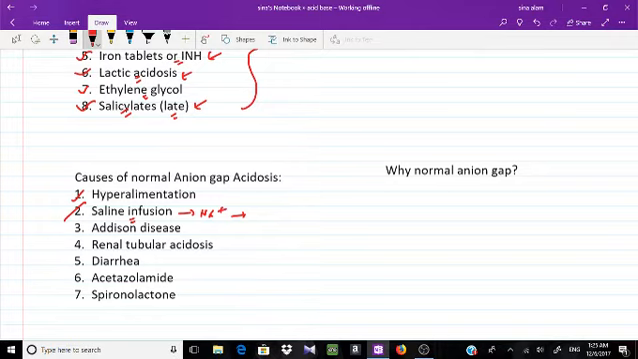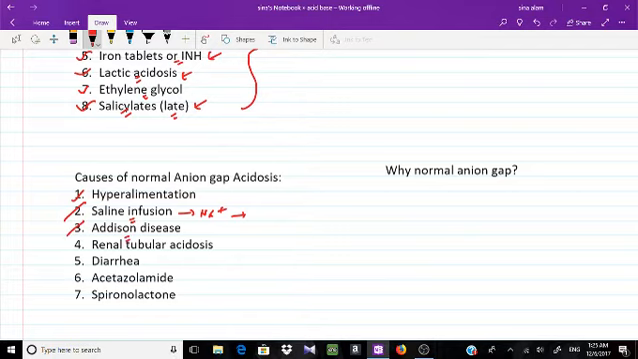It goes to the kidney, and the kidney senses it. The kidney sees that, okay, sodium is there, there is a good amount of sodium, right? And this saline infusion, how it works, I'm not sure. I'm not sure how this happened, but saline infusion leads to normal anion gap acidosis. Look, I'm not sure about everything.